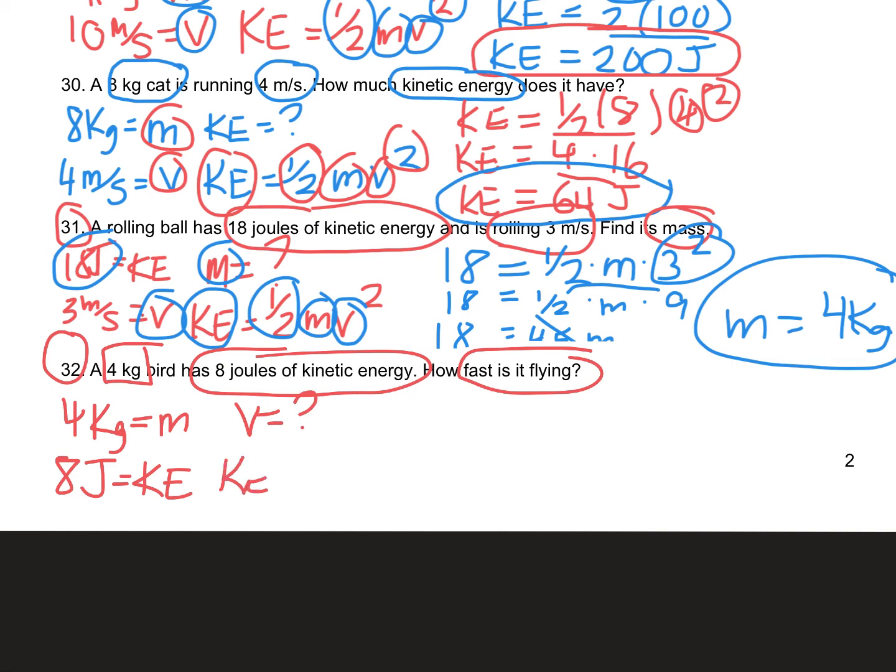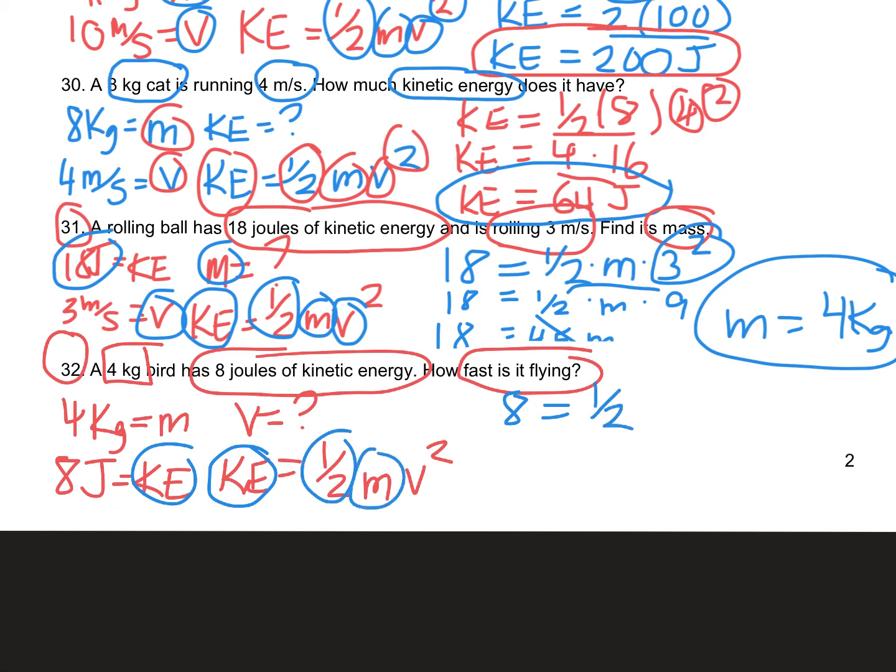As we've been doing with kinetic energy, the equation is 1/2 mass times velocity squared. So that is the equation I'm going to plug into. To start, I start with kinetic energy, which is 8 joules according to the problem. So I'm going to put 8 equals 1/2. Next is mass. My mass given to me was 4. And last is velocity squared. I don't know my velocity, so I'm leaving that as a variable.